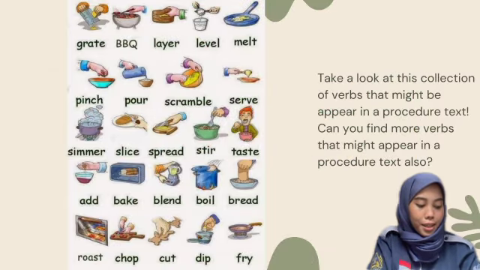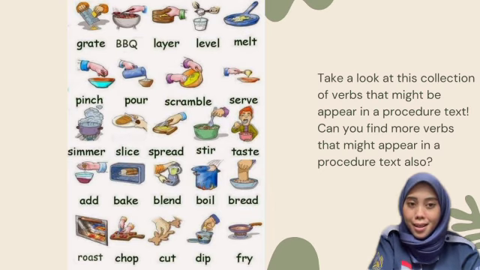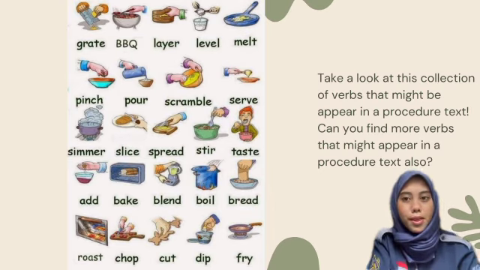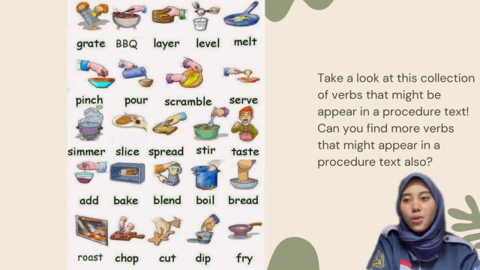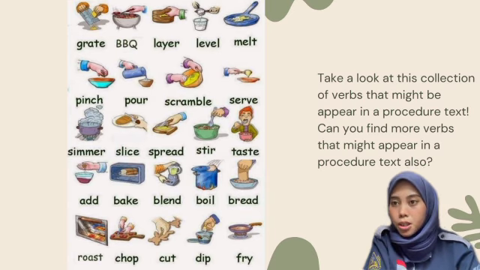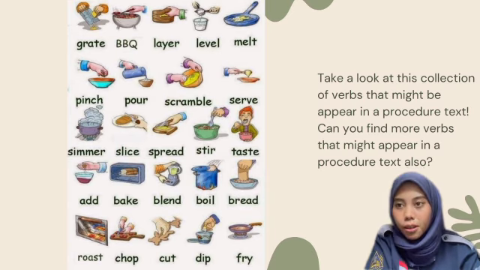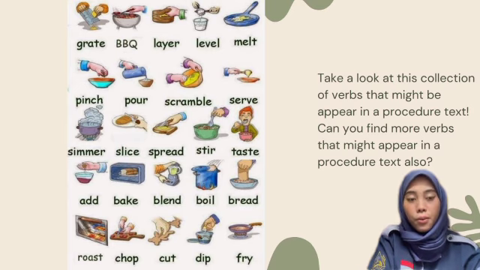And now moving on to the second slide, where we see other action verbs, but in the context of cooking, because in junior high school you are going to meet a procedure text in the English subject with the context of culinary. So which is why it's going to be our focus today. First of all, there is grate, barbecue, layer, level, melt, a pinch, pour, scramble, serve, and etc. And there is also another explanation and question on the right.